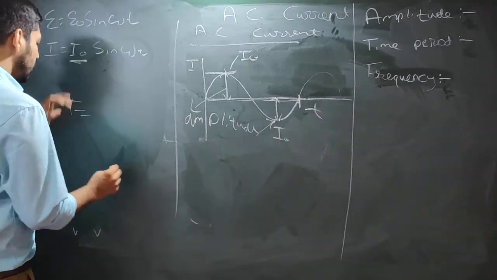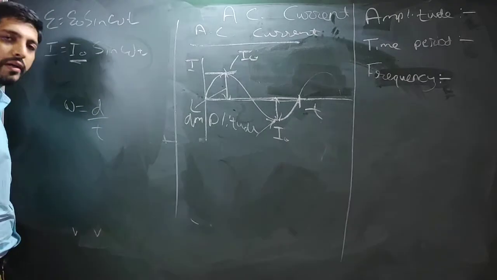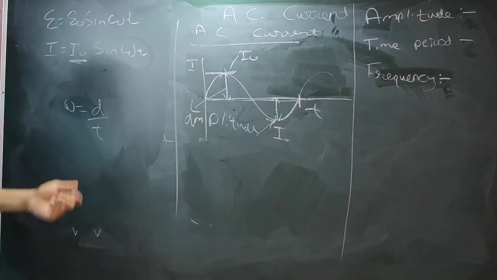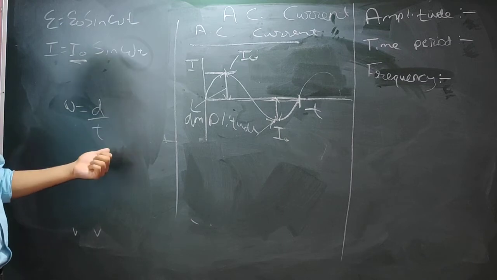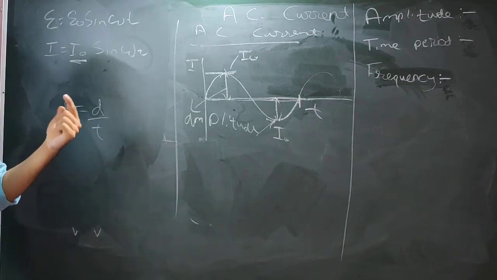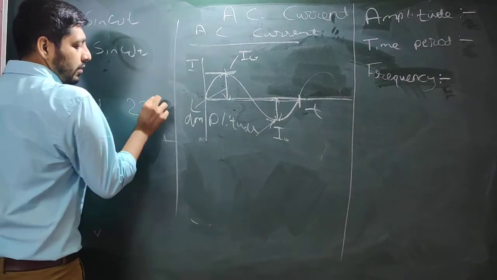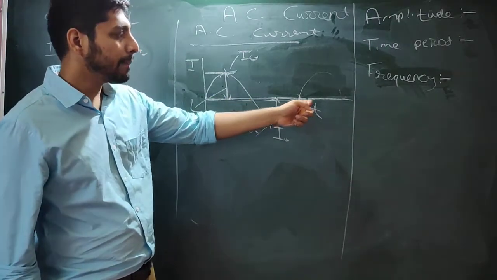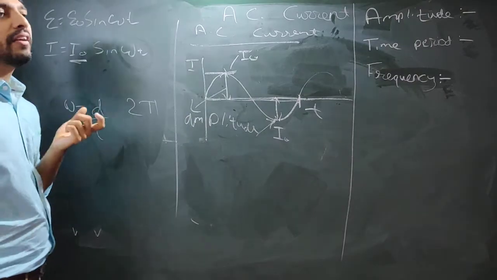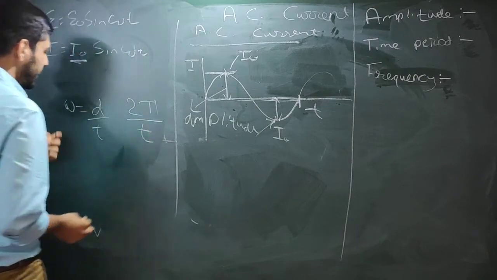We'll write it in this manner. Velocity, omega is equal to distance upon time. Omega is angular velocity here because we are always talking in angular velocity. We are not going linear. So angular velocity is equal to d upon t, that is distance upon time. What is the distance? We are traveling 360 degrees, which can be written as 2 pi. So here I can write 2 pi upon t is equal to omega.